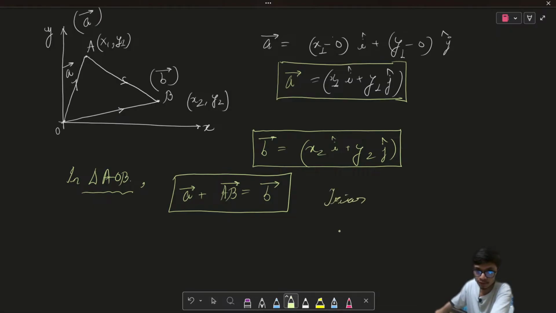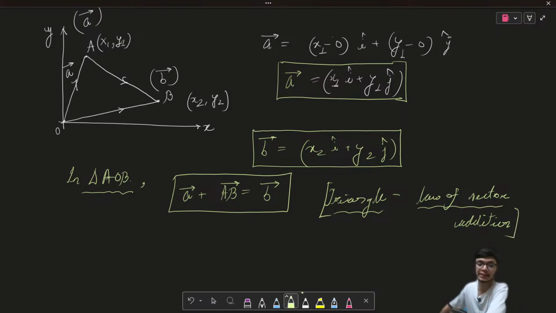All right, so I hope you recall the previous lectures, right? Triangle law of vector addition. All right, so this is from the triangle law of vector addition, right?